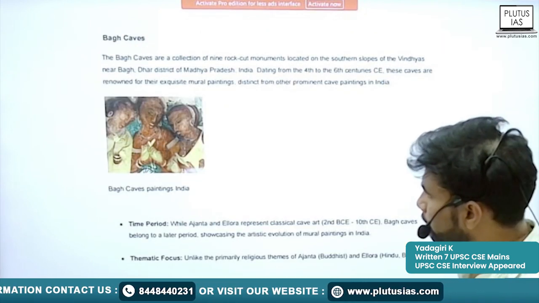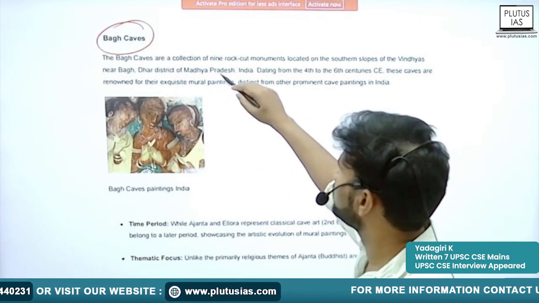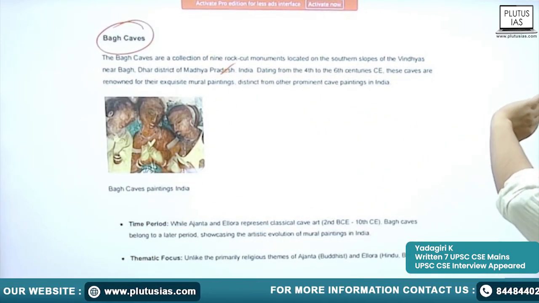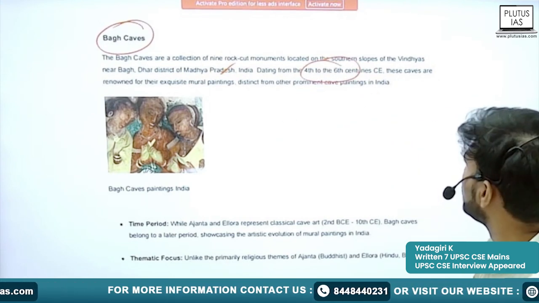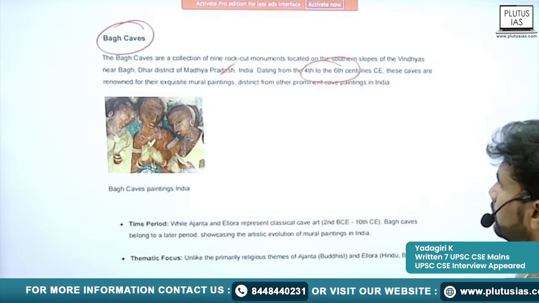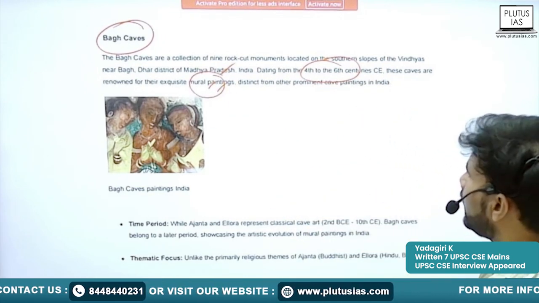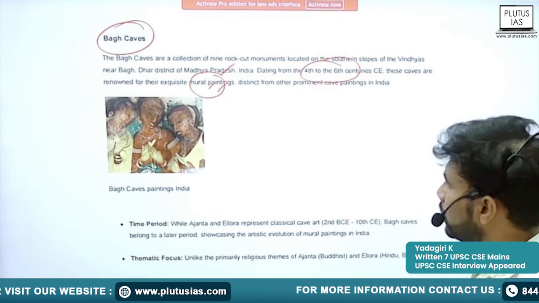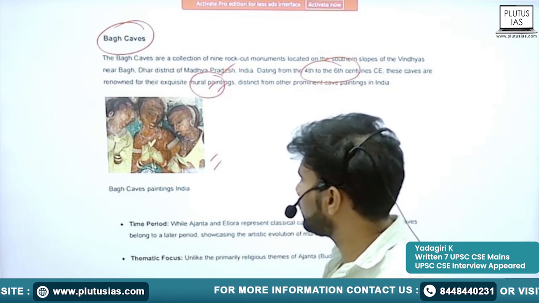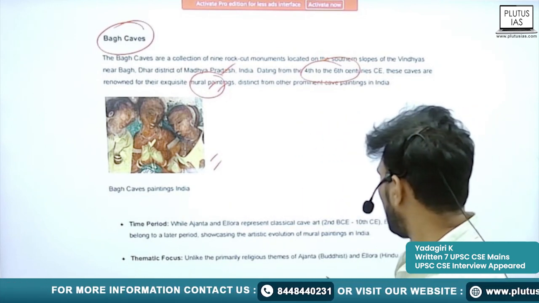Right. Next important caves are the Bagh caves. They are located in the Dhar district of Madhya Pradesh. They can be dated back between the 4th and 6th century AD. They are very much known for mural paintings, distinct from other prominent cave paintings in India. In the Bagh caves, this is one of the important paintings you can see. Theme, right?